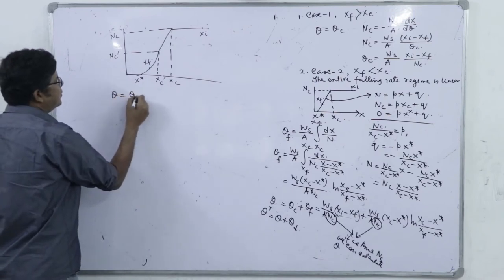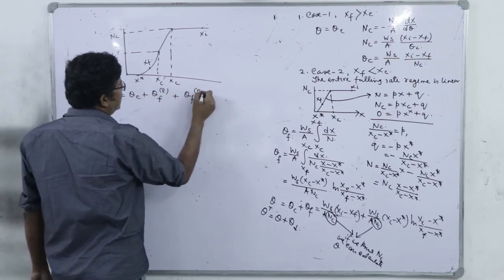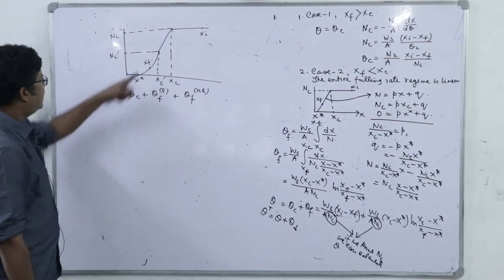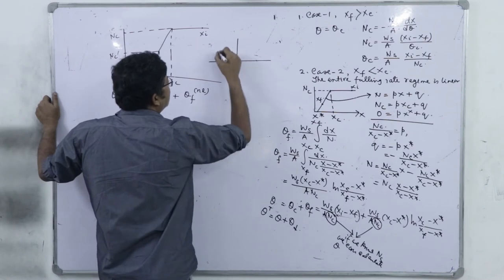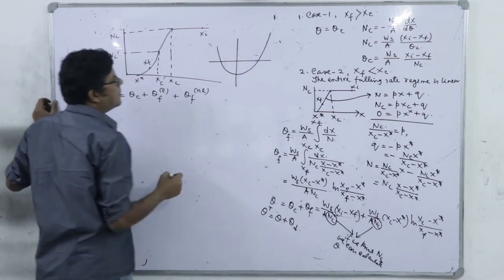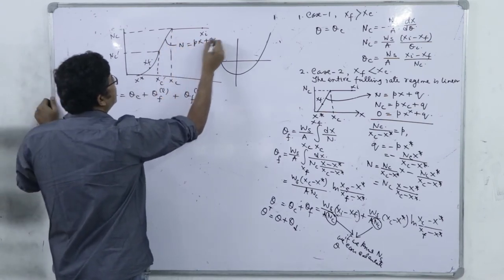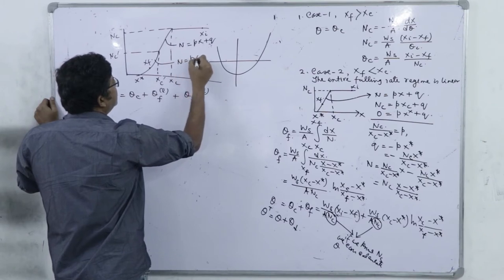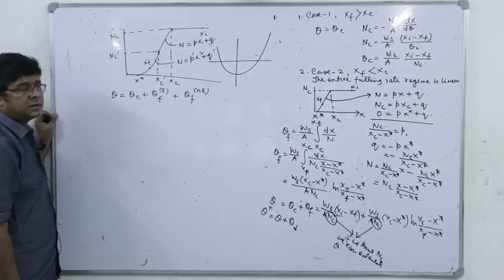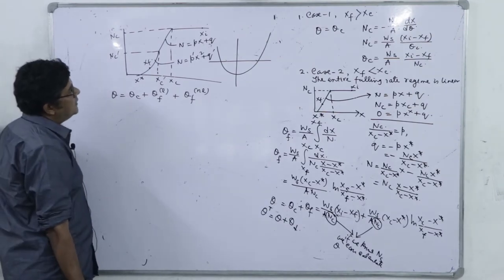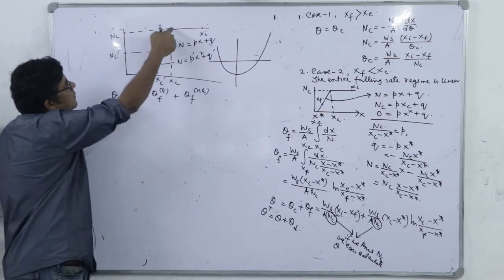So, theta is equal to theta c plus theta falling linear plus theta falling nonlinear. And this part of the curve resembles a segment of this sort of parabola. So, here we can write n is equal to px plus q, and here n is equal to p prime x square plus q prime, correct. So, we have to solve for this p, q, p prime and q prime, and that we can do, we have the two data points.